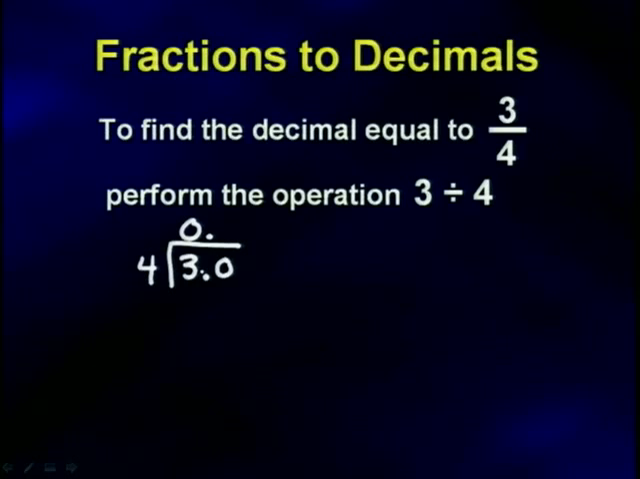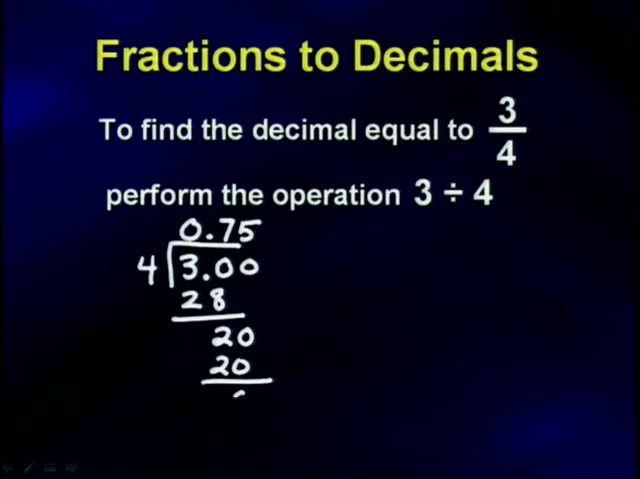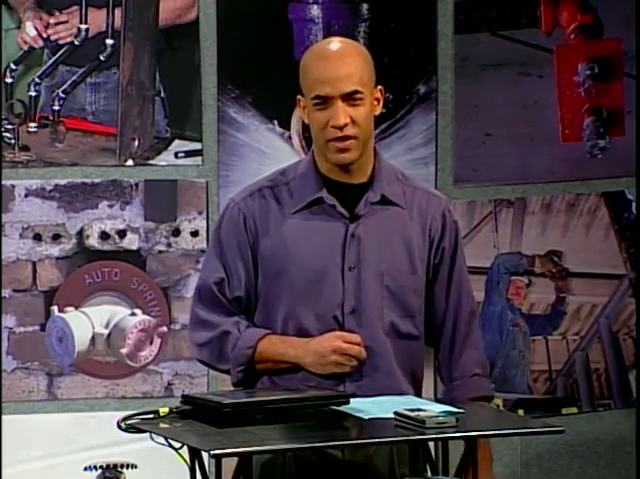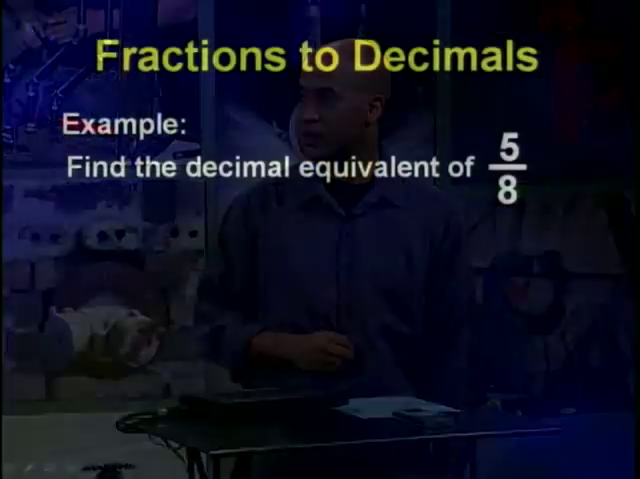So 4 goes into 30 7 times. 7 times 4 is 28. Take 28 from 30 and you get 2. Bring down another 0. And 4 goes into 20 5 times, with no remainder. So 3/4, or 3 divided by 4, is equal to 0.75 or 75 hundredths. Good, let's do another example just to show that again.